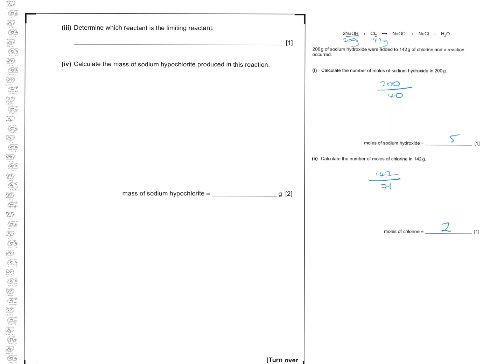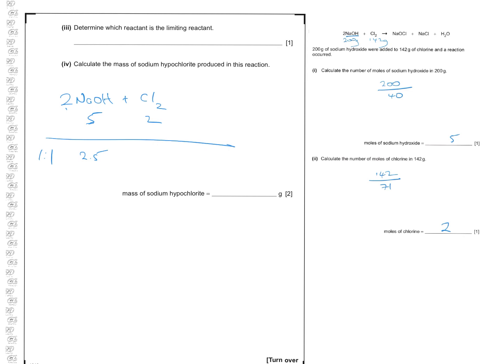Part 3 then, we have to determine which reactant is limiting. So I've put the answers to the previous questions over on the right. I'm going to answer it in here, which I will remove afterwards. So I'm going to put in the reactants, and we've got 5 moles of the sodium hydroxide to 2 moles. So what you can do is work out a 1-to-1 ratio. So we're going to divide the 5 by the 2, and that would work out to be 2.5.